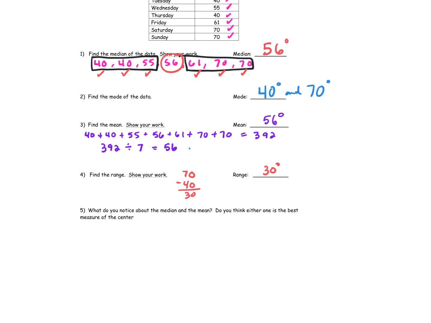Because we have 2 modes and both are the highest and the lowest numbers, the mode would not be a good measure of central tendency, but the mean and median in this case, which is, by the way, a coincidence on both this page and the last page, were exactly the same.